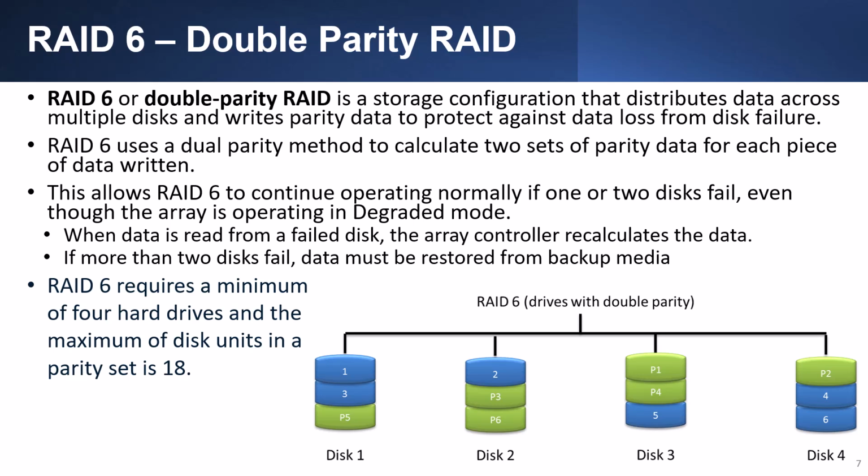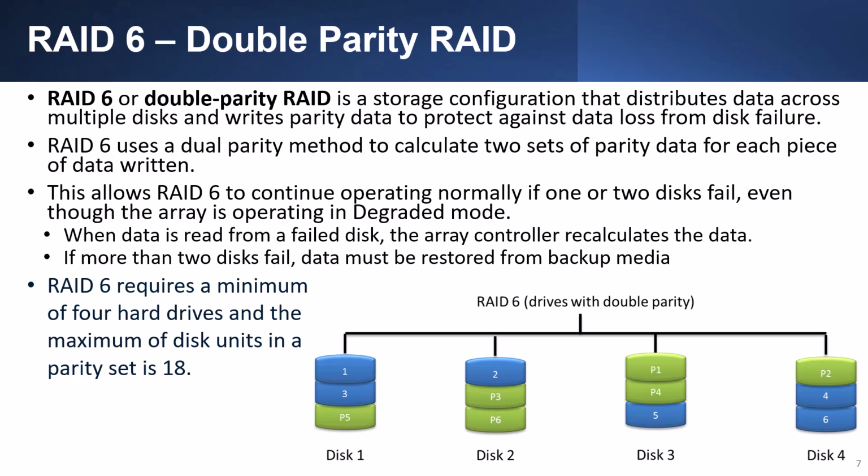RAID 6, or double parity RAID, is a storage configuration that distributes data across multiple disks and writes parity data to protect against data loss from disk failure. RAID 6 uses a dual parity method to calculate 2 sets of parity data for each piece of data written. This allows RAID 6 to continue operating normally if 1 or 2 disks fail, even though the array is operating in degraded mode. When data is read from a failed disk, the array controller recalculates the data.